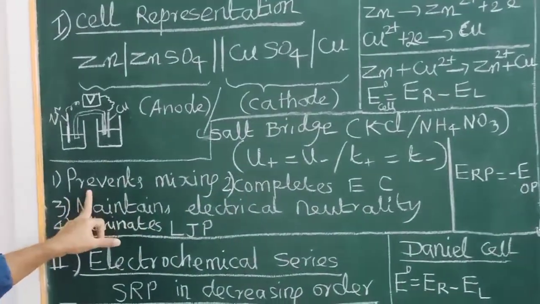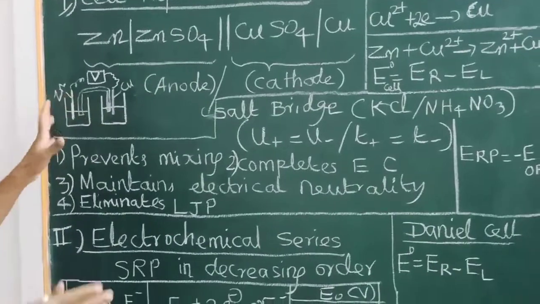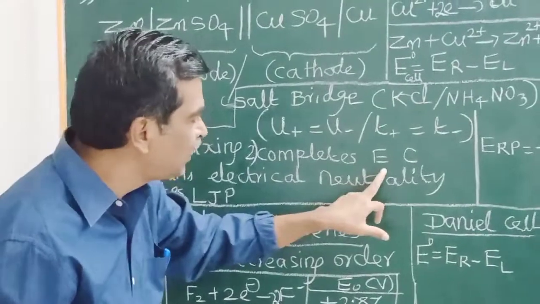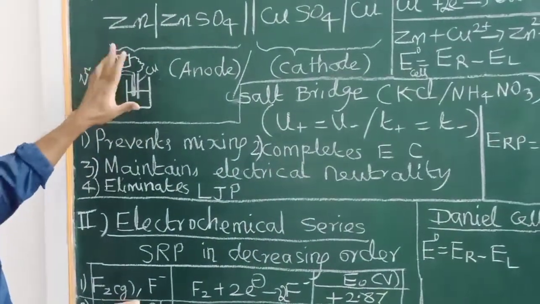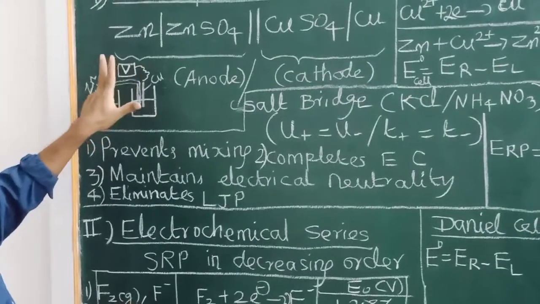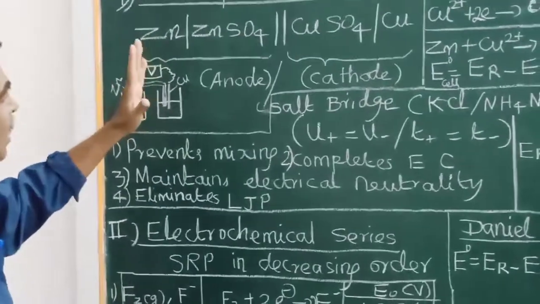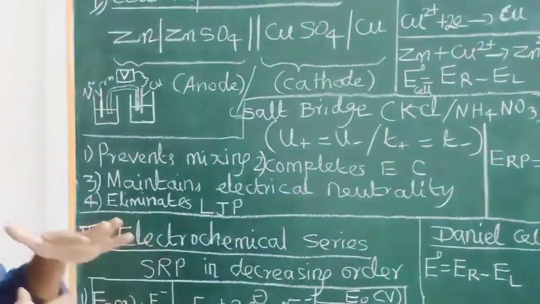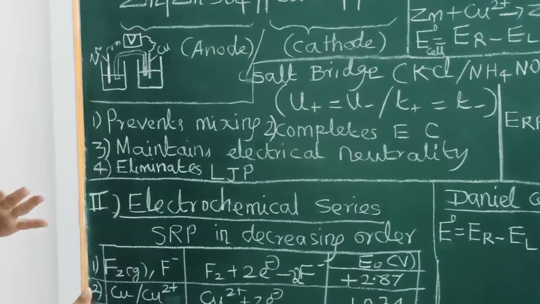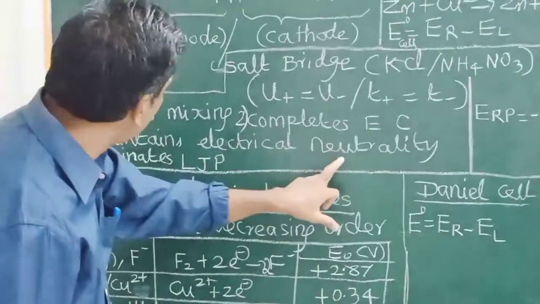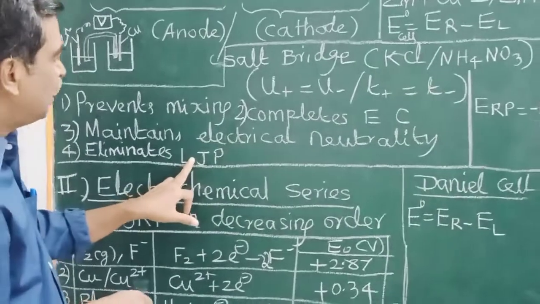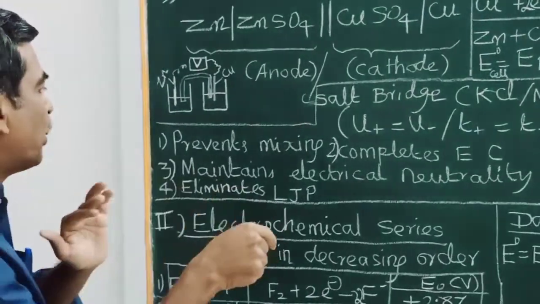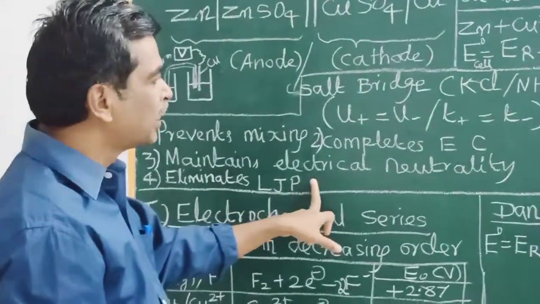Why do we use a salt bridge? It prevents mechanical mixing of the two solutions, otherwise the cell will collapse. It completes the electrical circuit. If you don't have a salt bridge, you won't get voltage. It is a galvanic cell, which converts chemical energy into electrical energy; electric power is produced. It maintains electrical neutrality and eliminates liquid junction potential. When you have two liquids, at the liquid junction a potential will develop, and the salt bridge eliminates it.